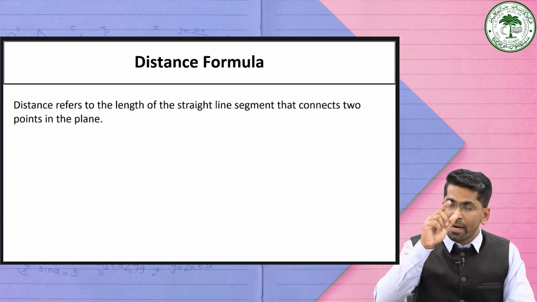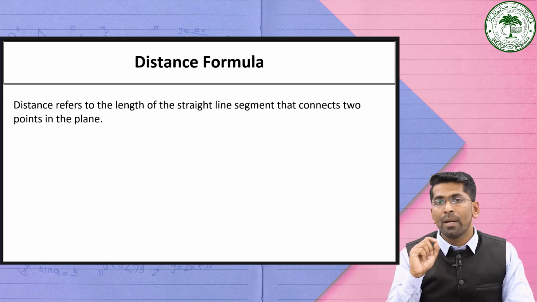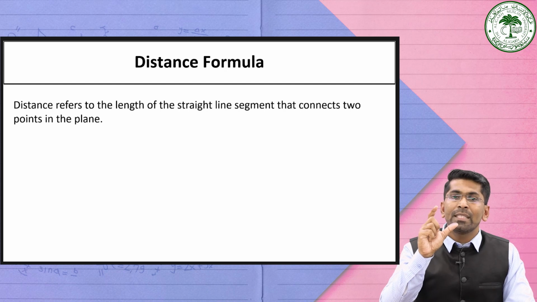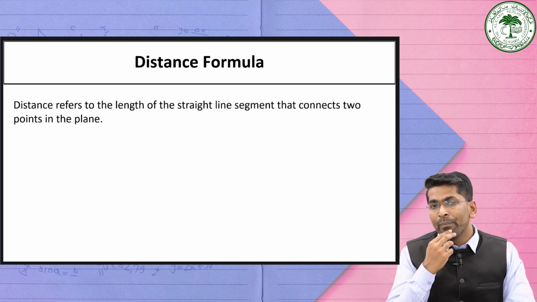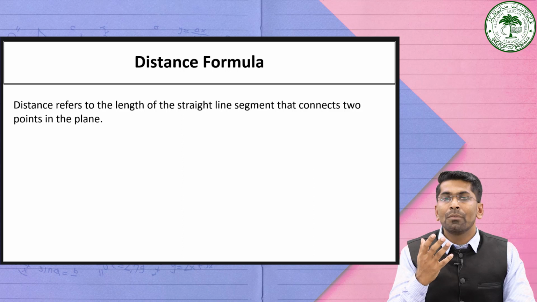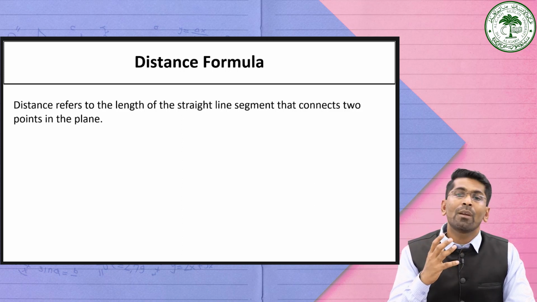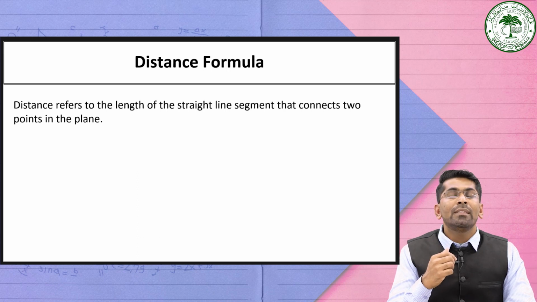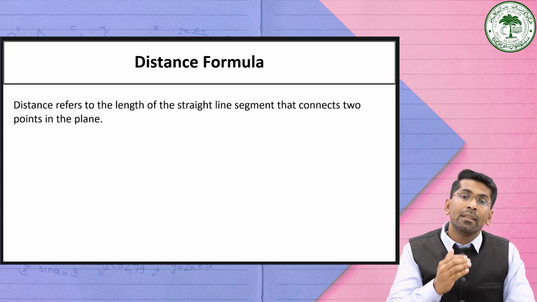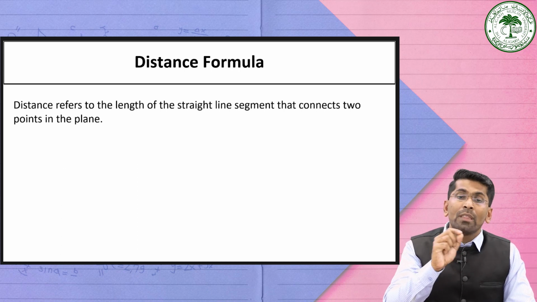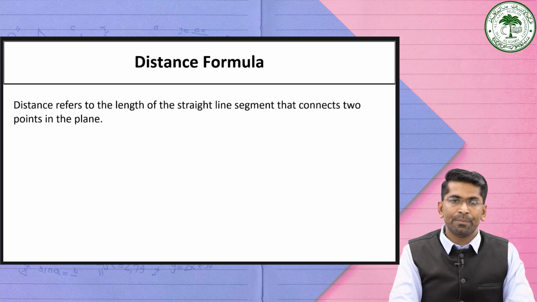plane. So in the Cartesian plane, if we have two points given and we want to find out the distance between them, then the distance between any two points in the Cartesian plane can be calculated using a distance formula, which is actually derived from the famous Pythagoras theorem, which we have already studied at school level. The distance formula provides a straightforward way to find the length of a straight line segment connecting two points without the need of any type of visualization.